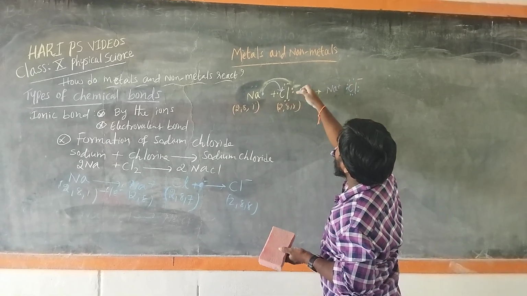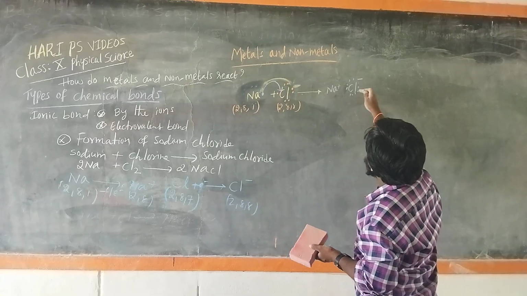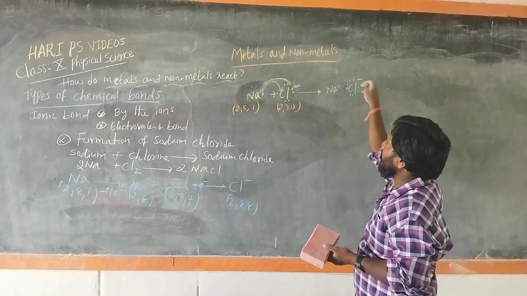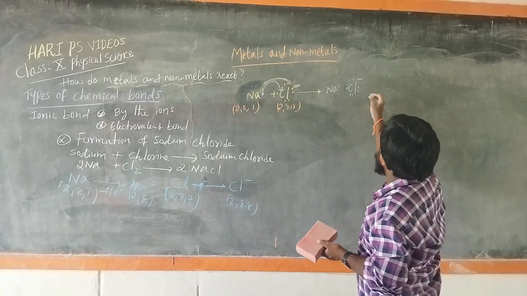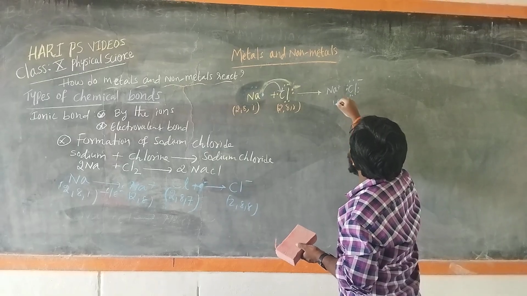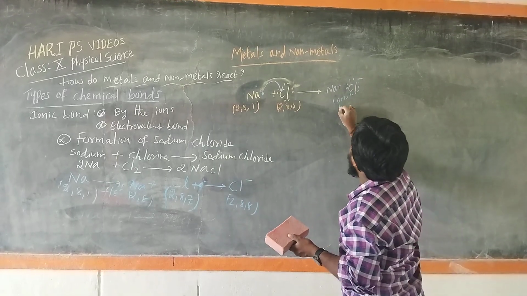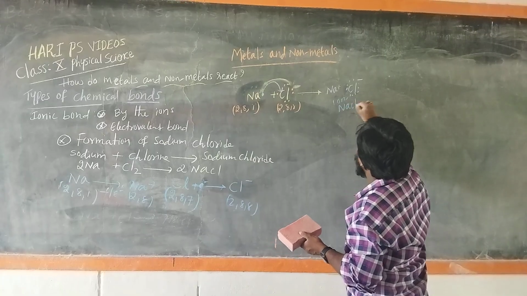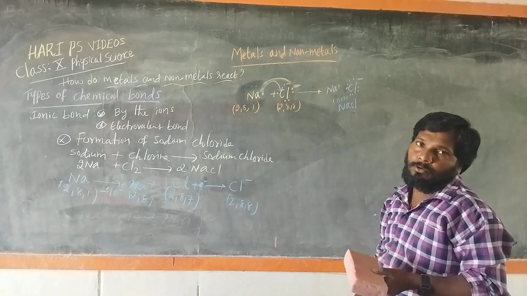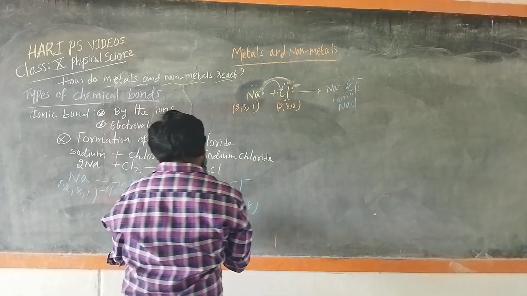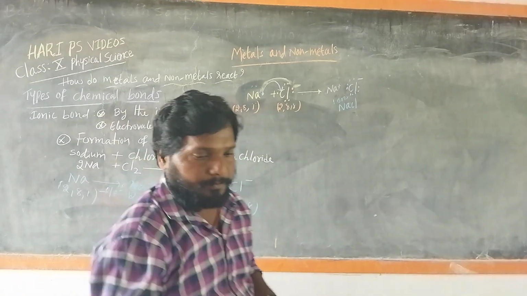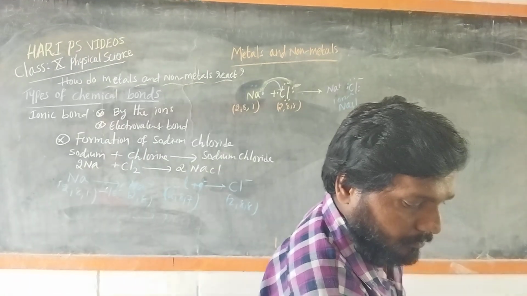So 7, 2, 4, 6, 7, here 2, 4, 6, 8. After gaining 1 electron, Na plus and Cl minus are formed, as electrons are transferred. Finally we get sodium chloride. So it is represented in this schematic diagram.